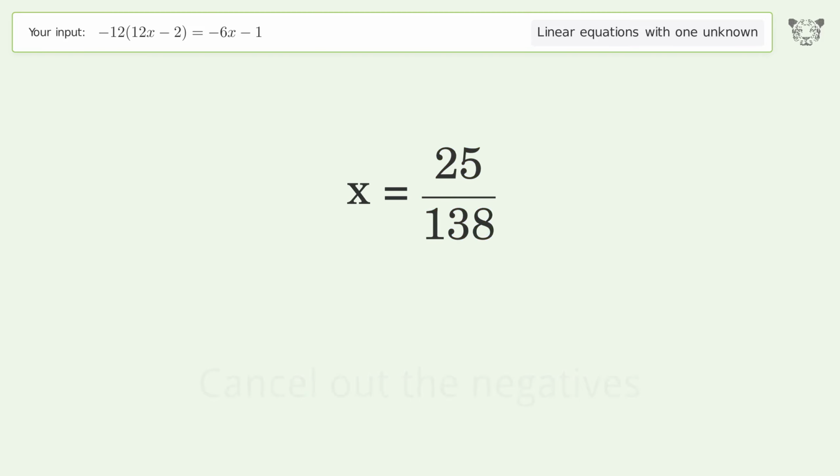And so the final result is x equals 25 over 138.